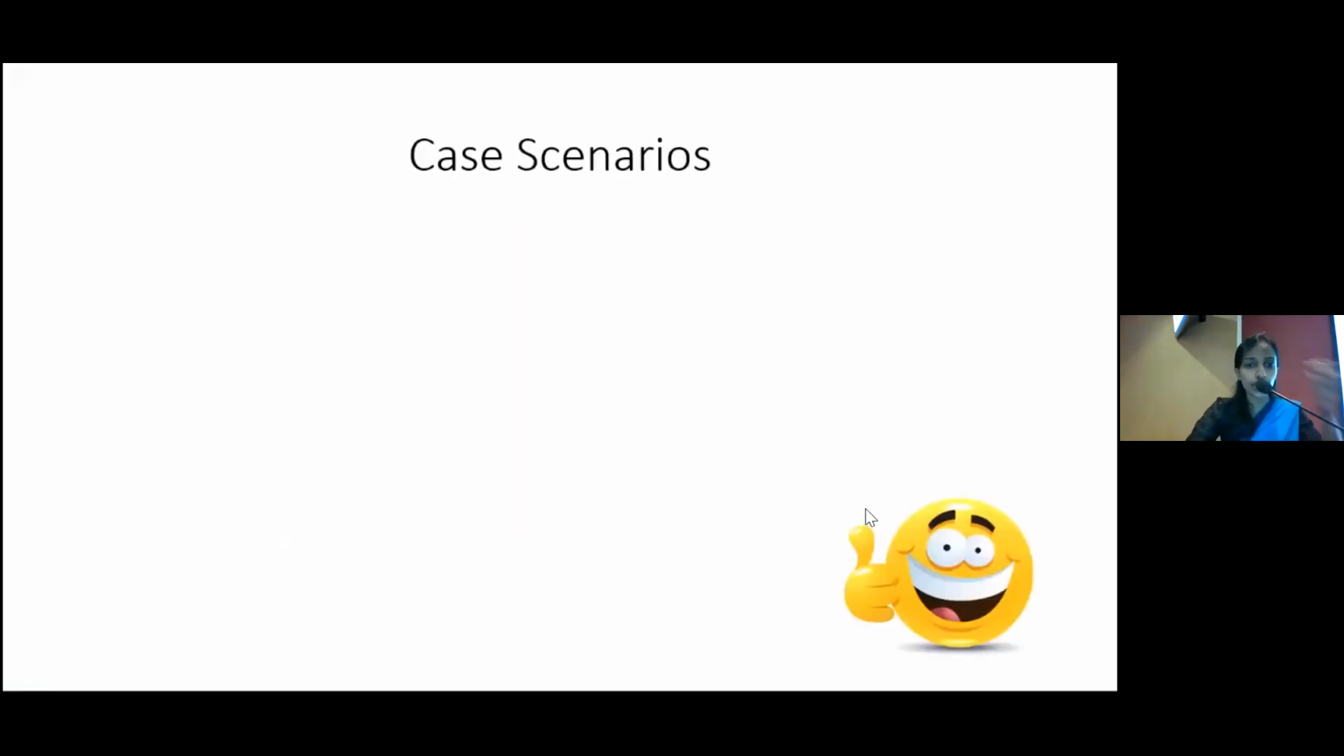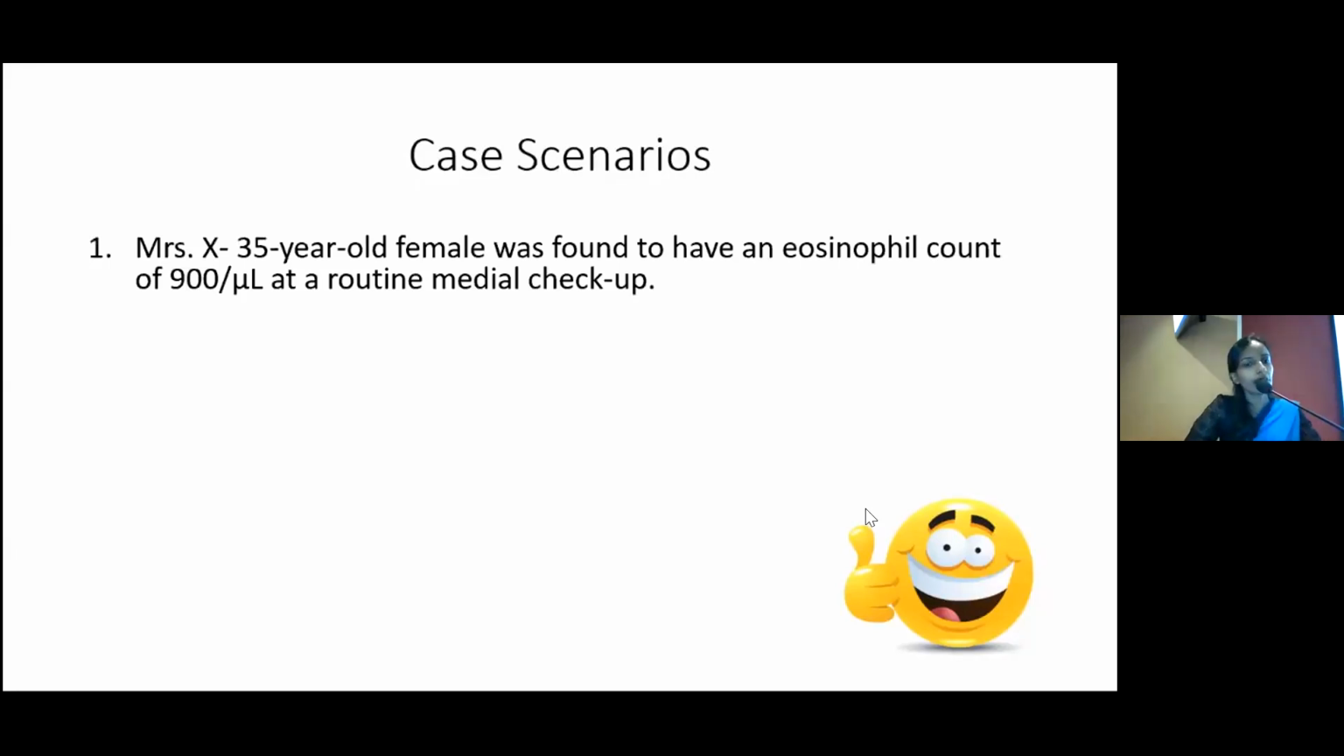So coming back to my case scenarios, the first patient was Mrs. X, a young female who is asymptomatic and having an eosinophil count of 900 per microliter. So this patient is asymptomatic, so the patient is not having eosinophil-mediated end-organ damage. So aggressive treatment with steroids is not recommended.